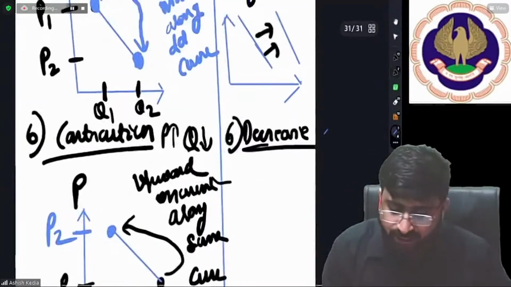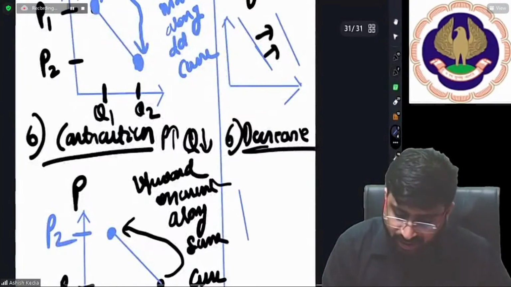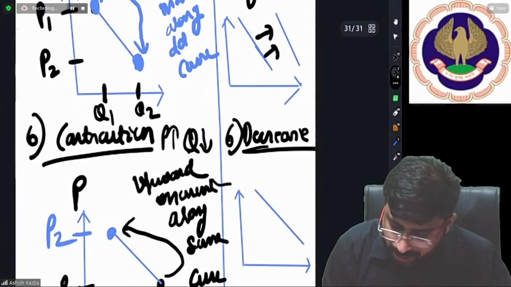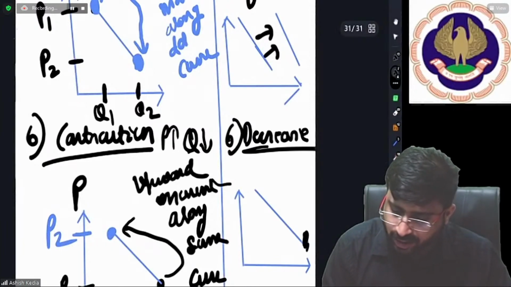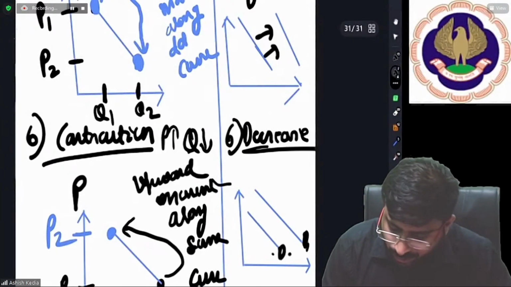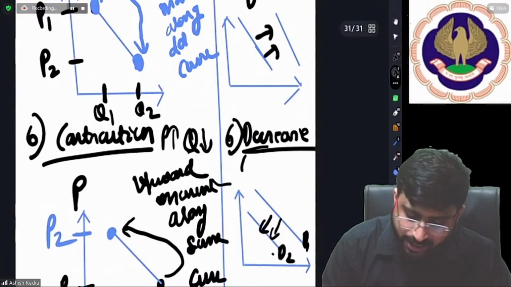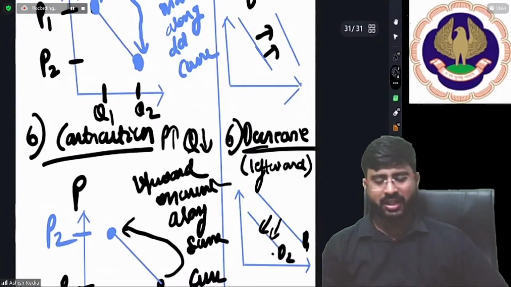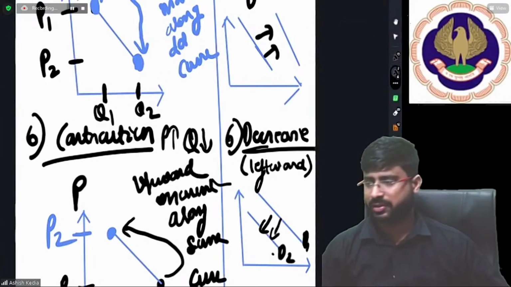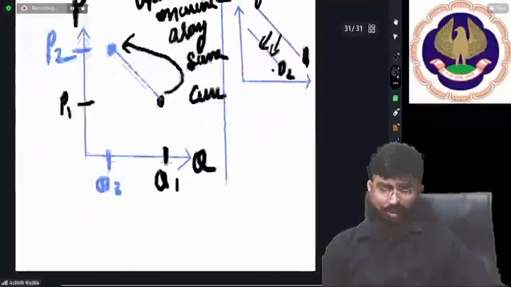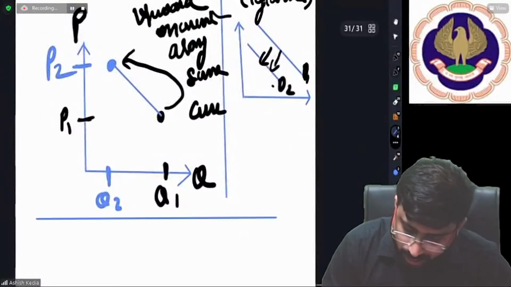Now coming back, decrease. In decrease, there is a leftward shift. So in increase, there is a rightward shift. In decrease, there is a leftward shift. So if this is the demand curve, that is D1, then the curve will shift leftward. So it is D2. Therefore, it is a leftward shift. Got it, sir? Sir, we got it, sir. So this is the major discussion.